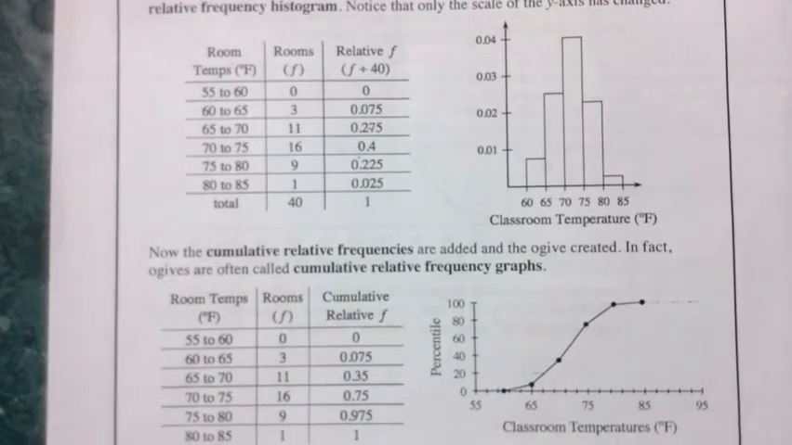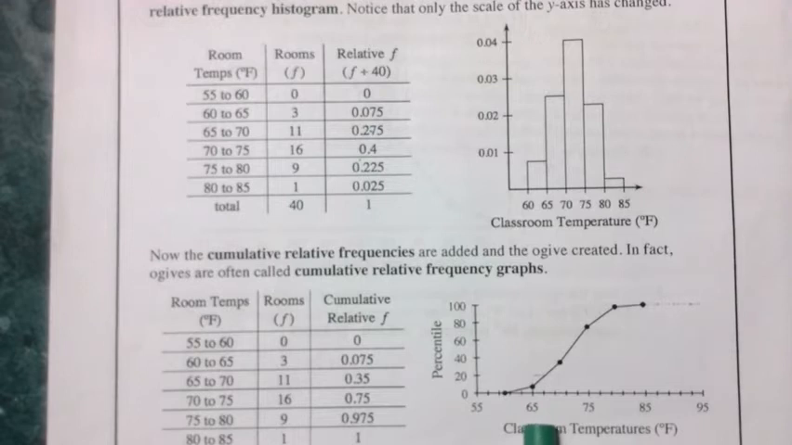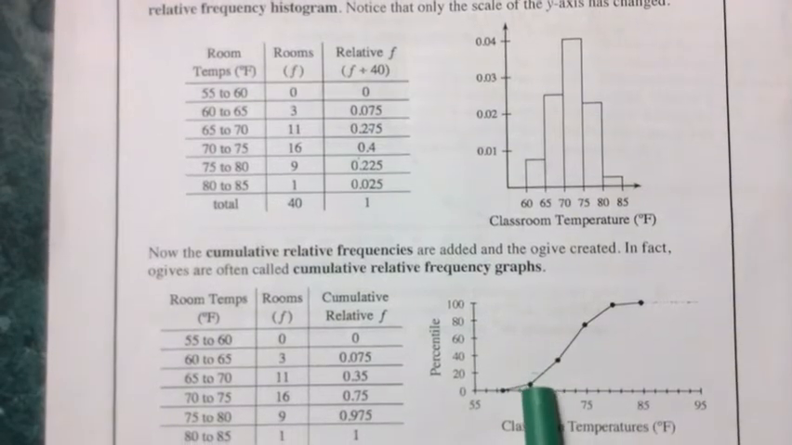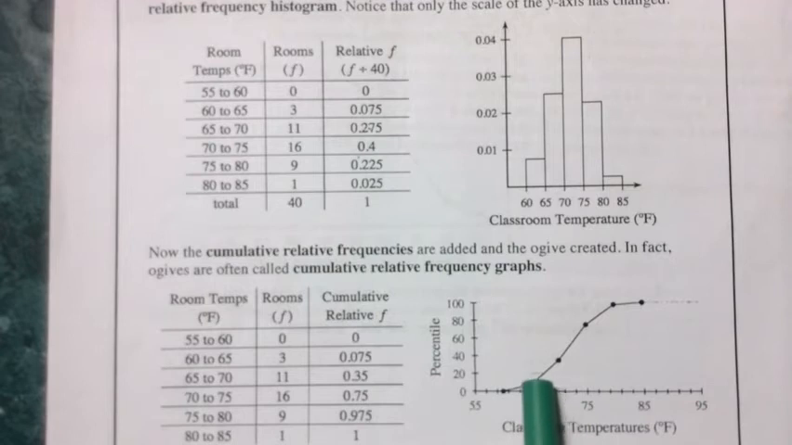You can use the ogive to answer questions like, what percentile does a room with a temperature of 65 Fahrenheit land in? You look at the temperature, go up, and see what percentile the 65 lands in. So it lands in basically 1%. Then you can use the ogive to calculate the 5-number summary.